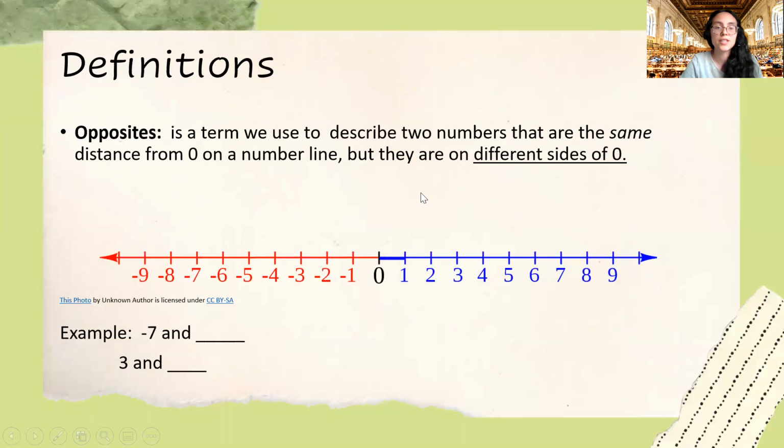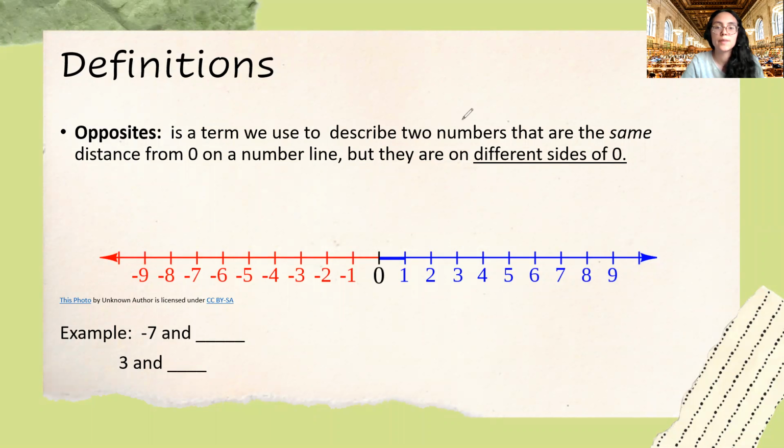So let's get started, and first we're going to begin by introducing some definitions. Today we're going to talk about opposites, and opposites is a term we use to describe two numbers that are the same distance from zero on the number line, but they are on different sides of zero. Let's break this definition down so that we can better understand it.